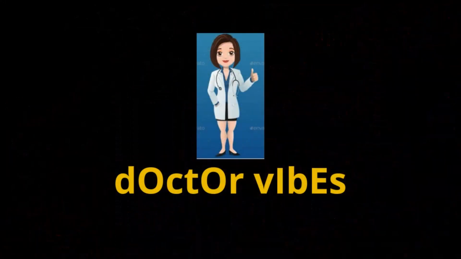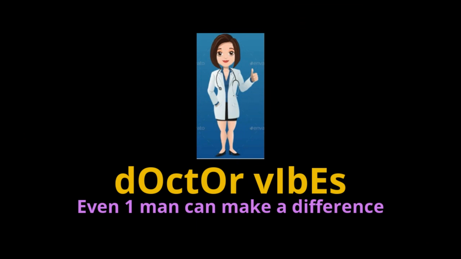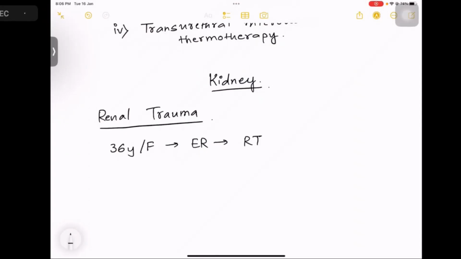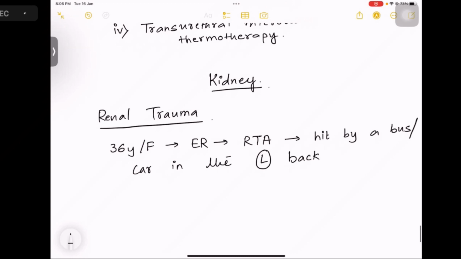In this video, we'll study about renal trauma. Now, I'll give you an OPD case and then you have to approach it. So, there is a 36-year-old female who is approached in a hospital at emergency with a road traffic accident. And she has been hit either say by a car or by a bus.